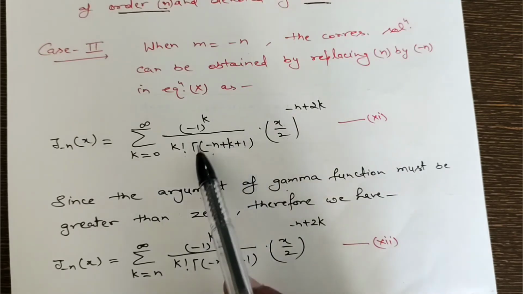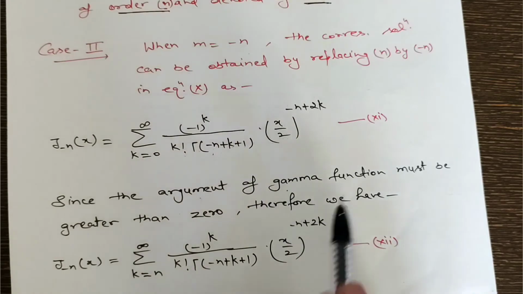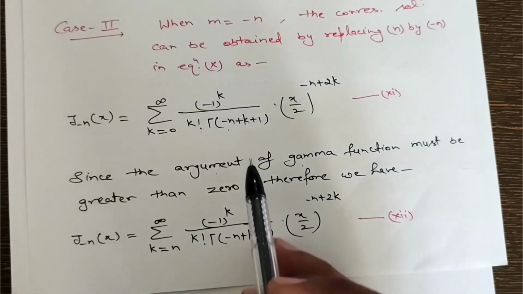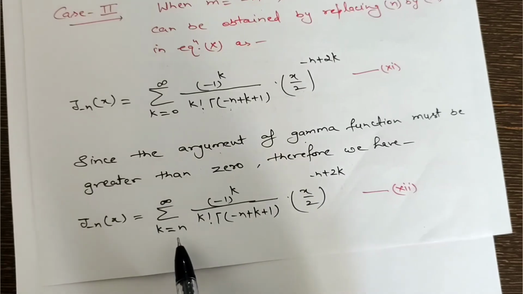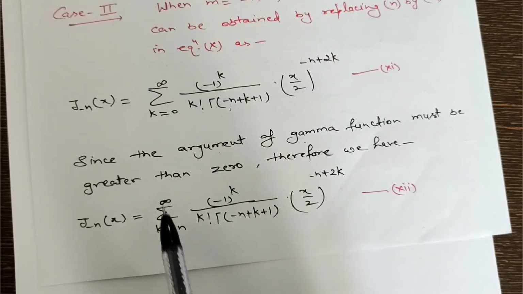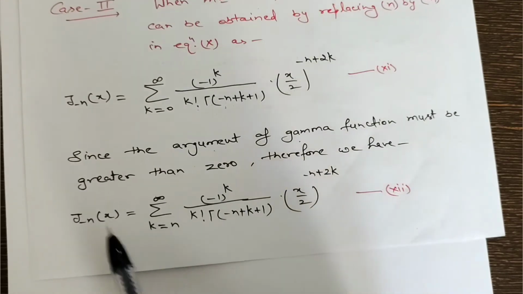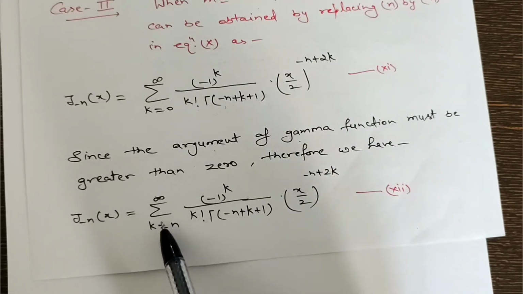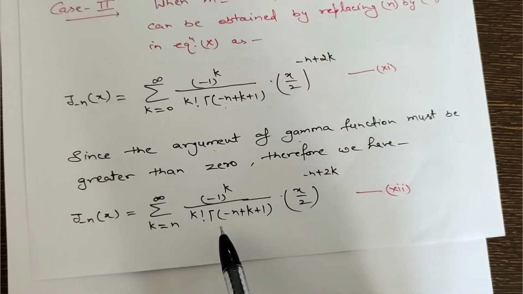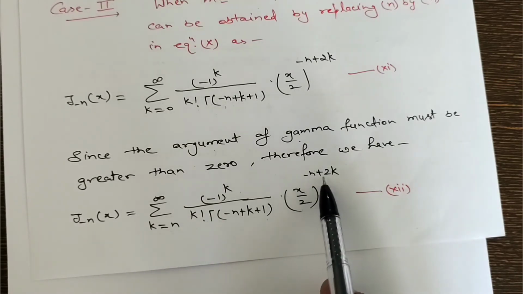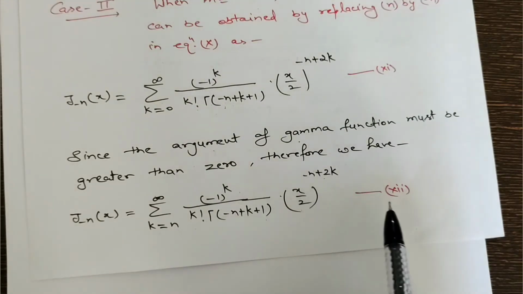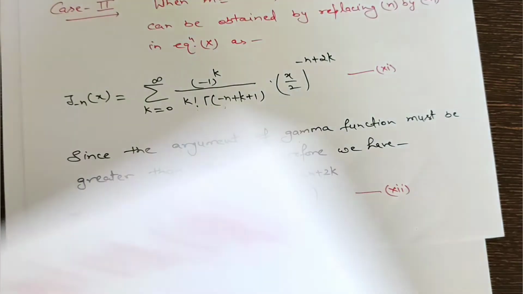So we have to eliminate this condition, and this can be eliminated by replacing the summation index. Earlier it was from 0 to infinity, now we shift this to k equals n to infinity. Then J minus n of x equals summation over k equals n to infinity of minus 1 raised to power k over k factorial, gamma of minus n plus k plus 1, into x by 2 raised to power minus n plus 2k. Clear? So this is equation 12.